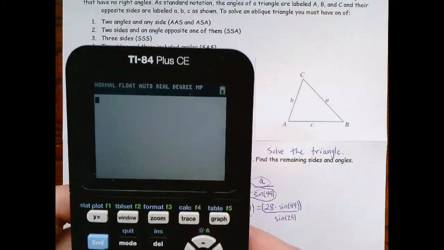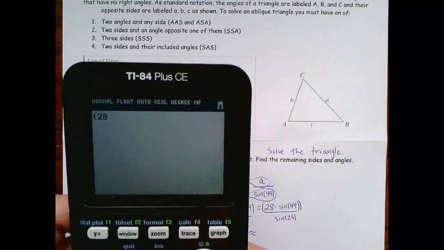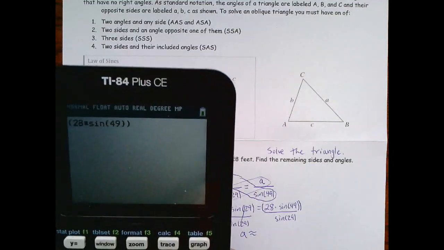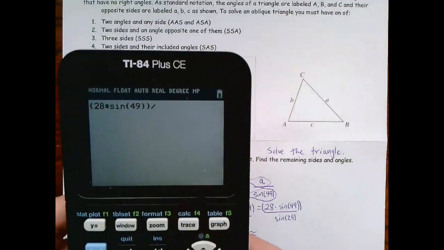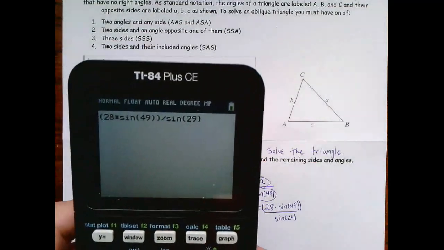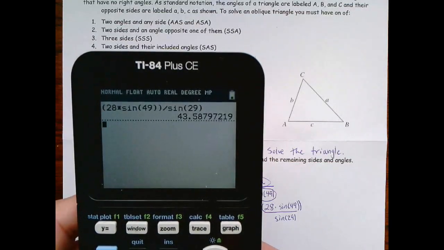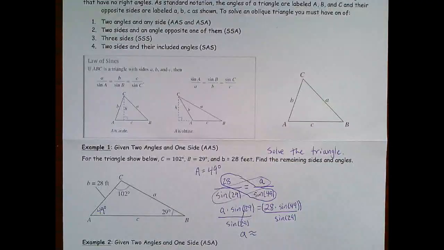So what did we say? Open up a parenthesis, 28 times the sine of 49, and then divided by sine of 29. So something like this is what the calculator should look like. Hit enter. 43.588.